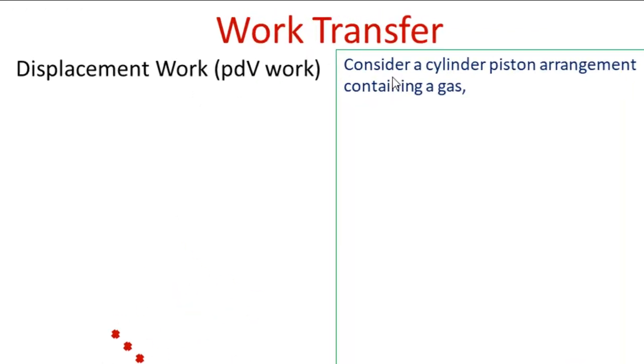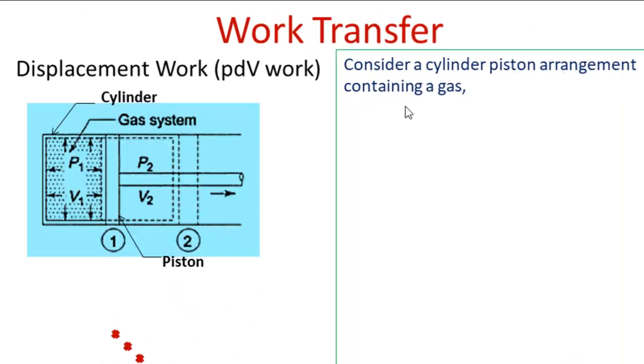Coming to displacement work. Displacement work is also called PdV work. To explain this displacement work, let us consider a cylinder piston arrangement containing a gas. So this is the cylinder and this is the piston. Within the cylinder piston arrangement, a gas is present.